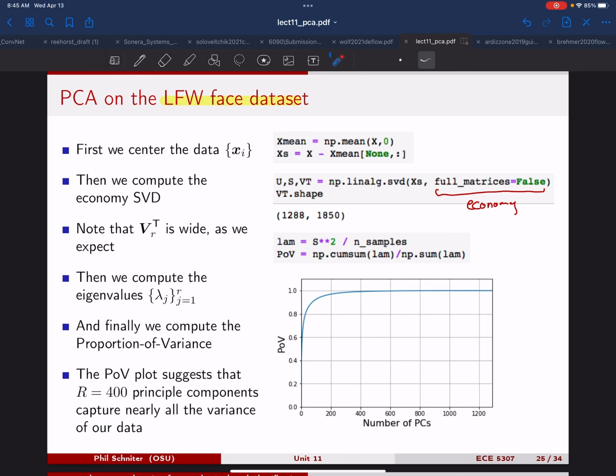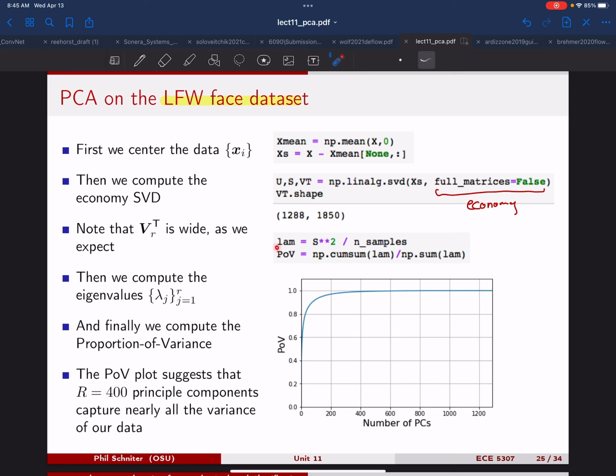This is a little bit different than MATLAB. In MATLAB, you get USV, in Python USV transpose. And just to verify that, we can look at the shape of V transpose. V is always tall, so V transpose should always be wide. And this is, in fact, a wide matrix, so yes, it's just as we expect.